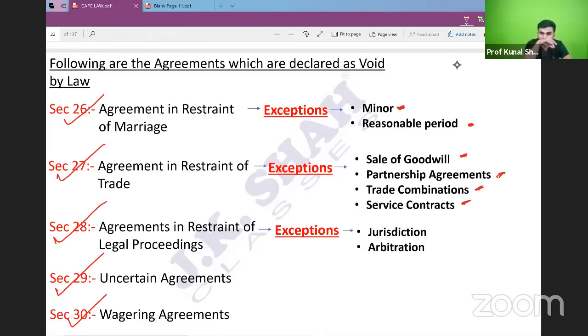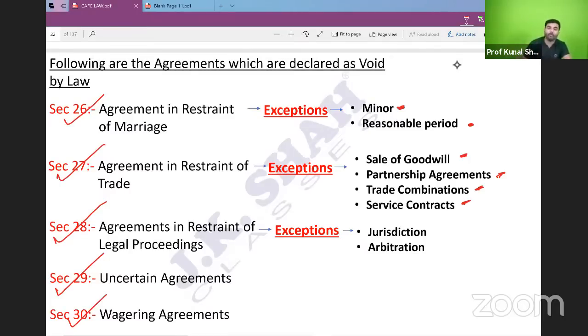Second exceptional case, in case of partnership agreements, the partner of a firm can restrict another partner from doing specific business activities, and those restrictions are allowed. It is not considered void, it is considered valid. So, a partner of a firm can stop another partner of the same firm from doing a particular business activity. It will be considered allowed, it is valid in nature.